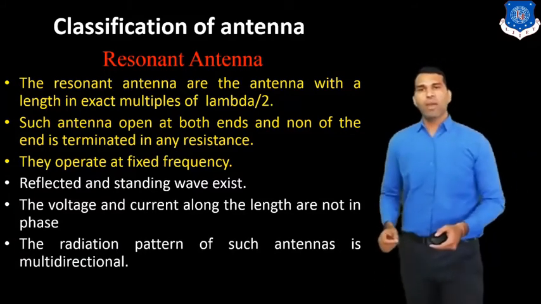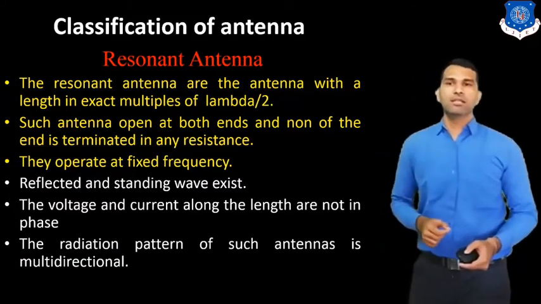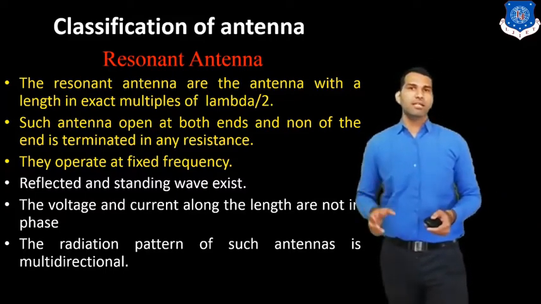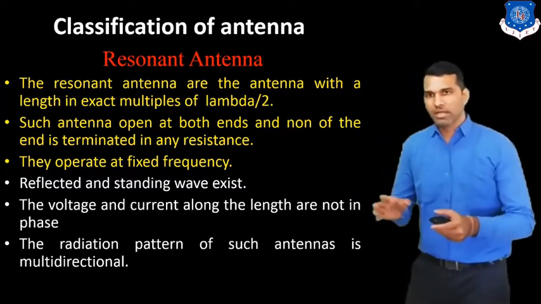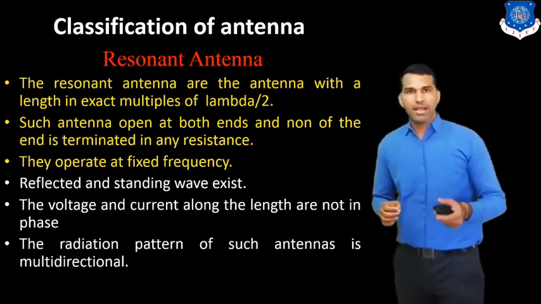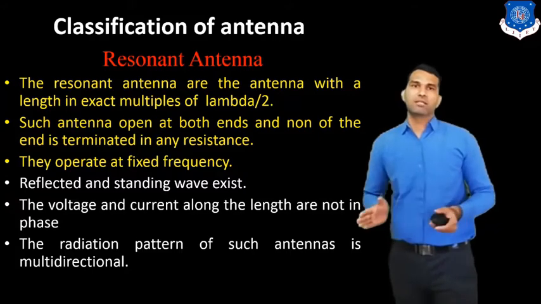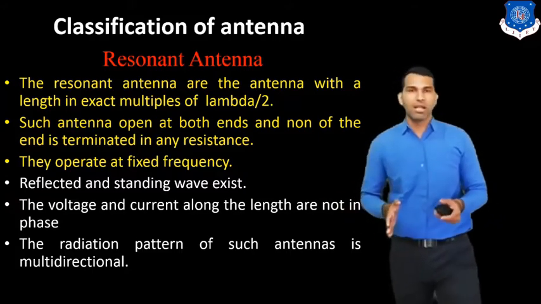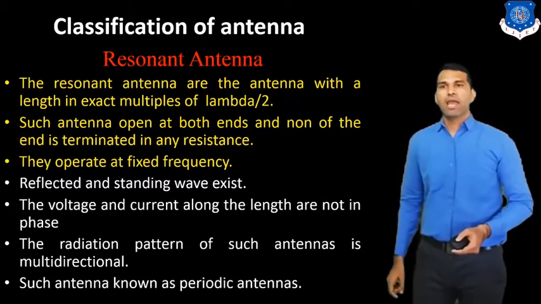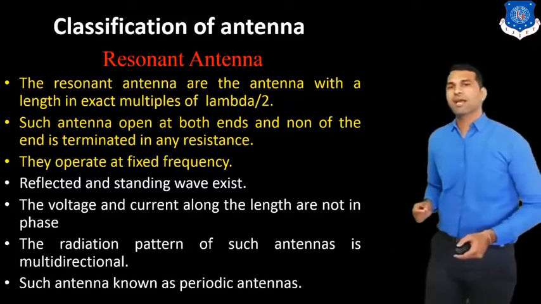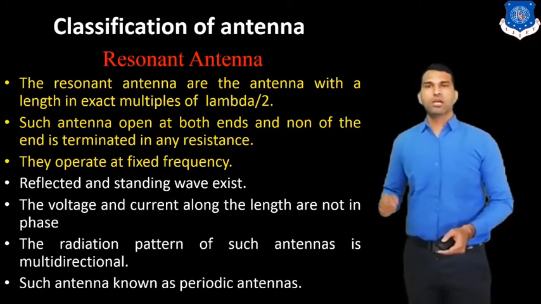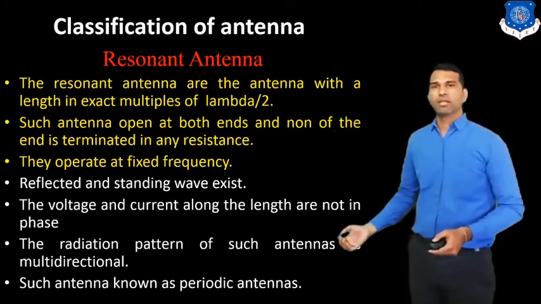The radiation pattern of such antenna is multidirectional. So here this antenna radiation pattern is multidirectional. So it radiates the energy in different directions. That's why it's known as the multidirectional radiation pattern of this antenna. And the last one is, such antenna is known as the periodic antenna. So this is the resonant antenna property.